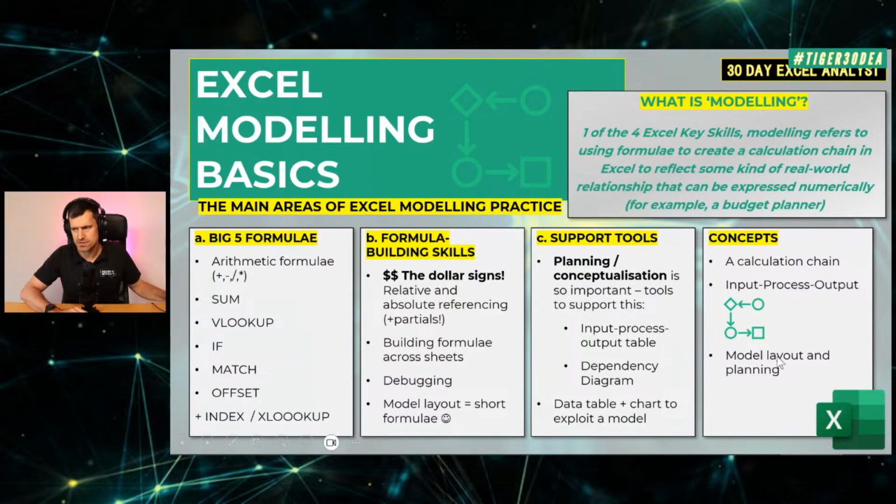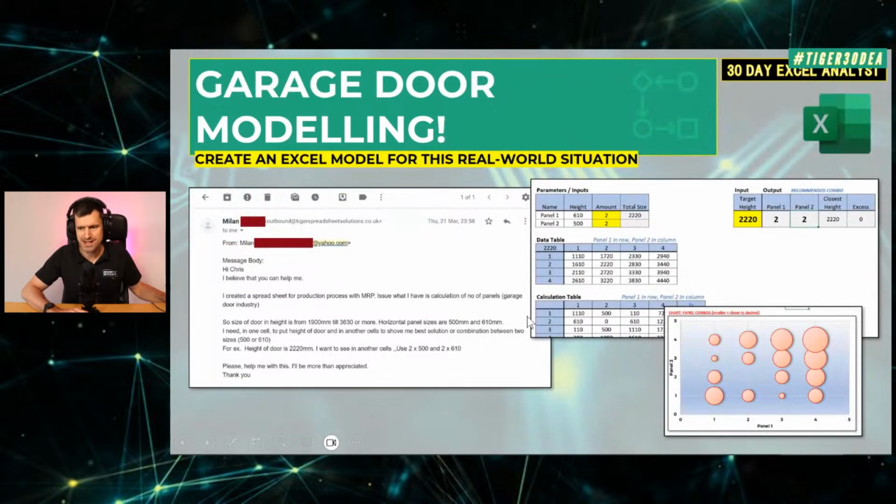We've got our basic concepts over here. A model, of course, consists of input, process, and output in Excel. So as I said, today we're going to continue with the garage door modeling scenario. You can see the original email as it came in here. This is the model that we built, or at least populated, yesterday.